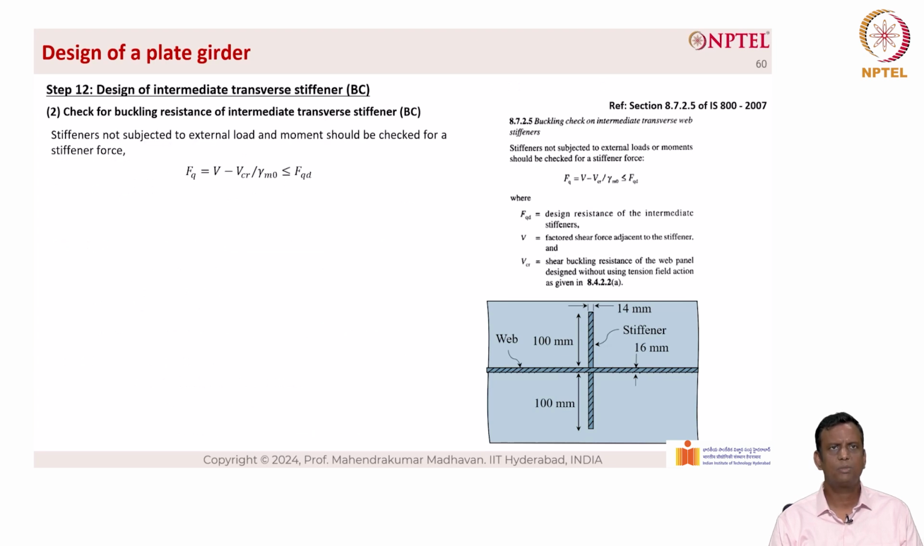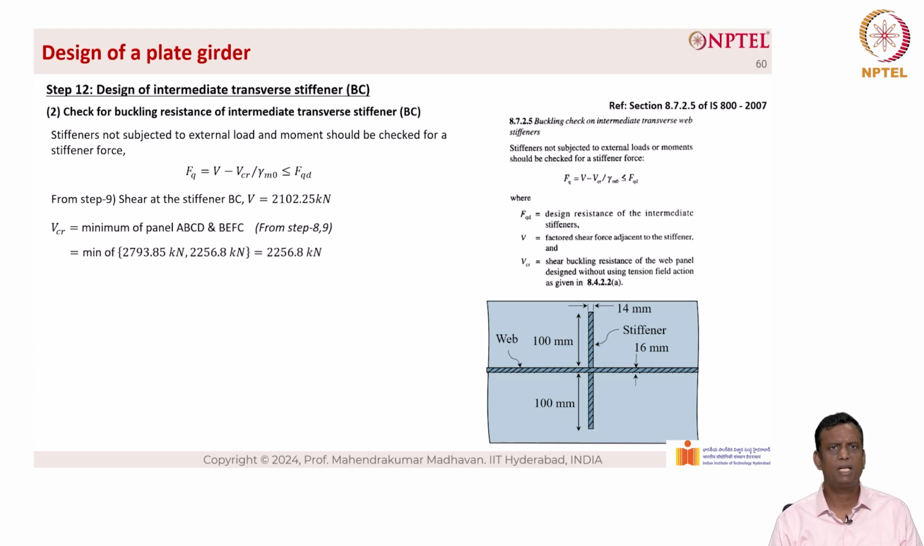Now, let us look at the buckling check on intermediate transverse stiffeners. The stiffeners not subjected to external load and moment should be checked for a stiffener force F_q equal to V minus V_cr by gamma m0, and it should be less than or equal to F_qd. So, from step 9, the shear at the stiffener BC is given as 2102.25 kilonewton. V_cr is the minimum of the panels ABCD and BEFC from step 8 and step 9. So, the minimum of 2793.85 and 2256.8 kilonewton, we get 2256.8 kilonewton as the V_cr.